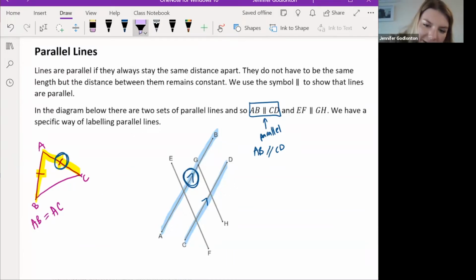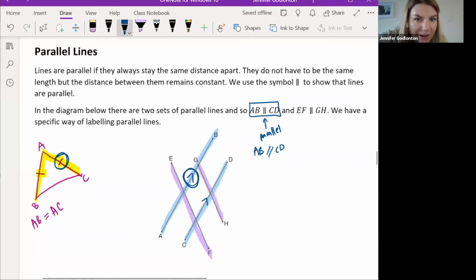Same situation here. We've got EF and we've got GH. You can see they are not the same length as each other, but they are definitely parallel to each other. So if we were showing they were parallel, we can use little arrows. You can use more than one arrow. So like there I could use two. And I'm saying here that EF is parallel to GH. So anyone who's confused about what they are currently seeing on the screen, let me know.